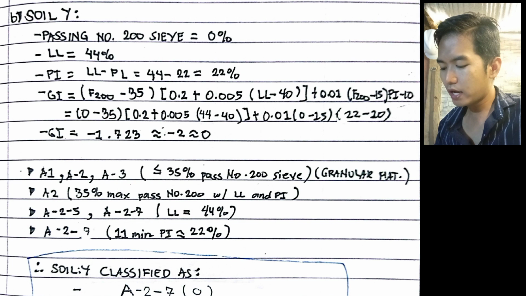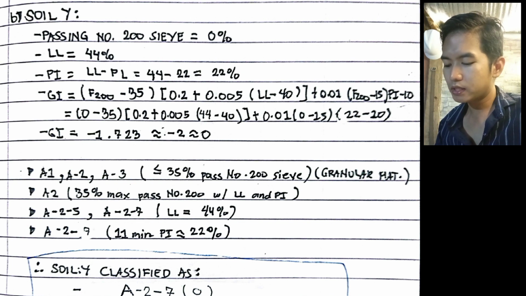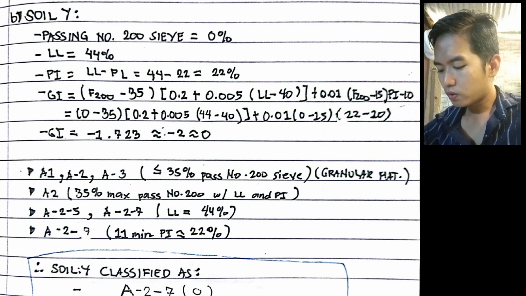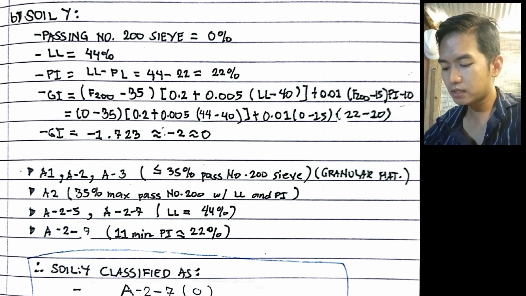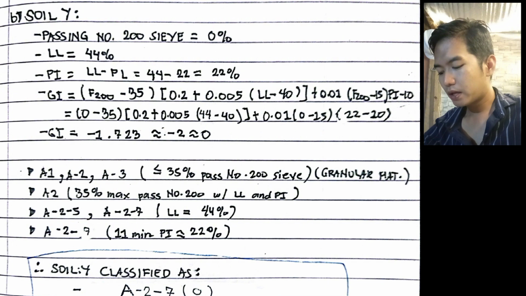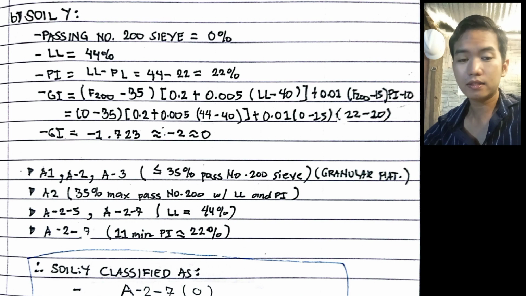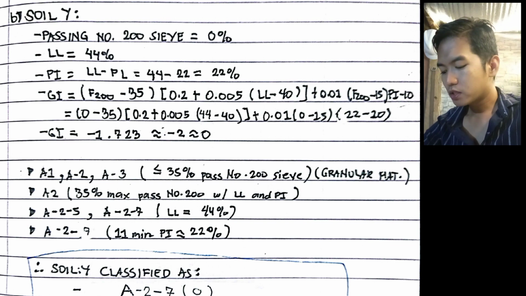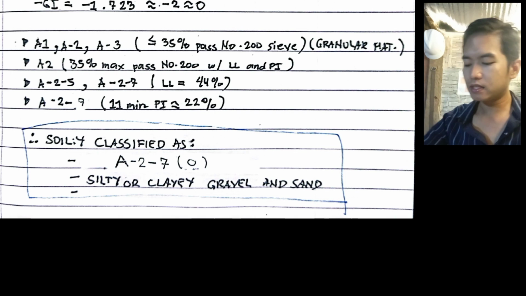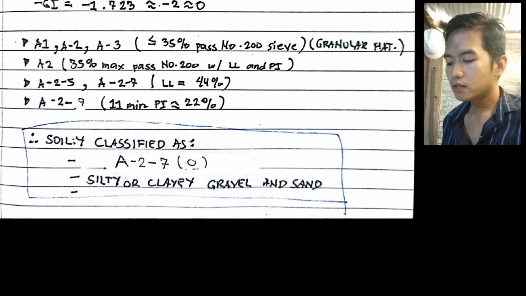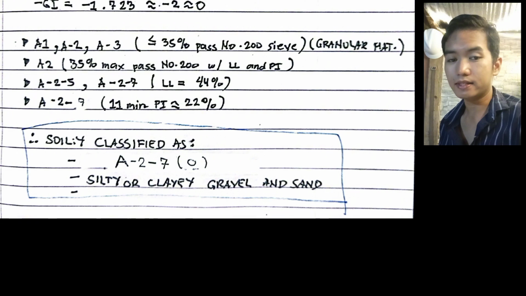And we can cancel A1 and A3 because the maximum passing number 200 is 35%. So A2. Categorizing it down based on the liquid limit of 44%, it can be A-2-5 and A-2-7. Then based on the plasticity index, it is finally classified as A-2-7 because the minimum plasticity index is 11, and we have 22%. For A-2-5, 11 is the maximum. So soil Y can be classified as A-2-7(0). That is silty or clayey gravel and sand.